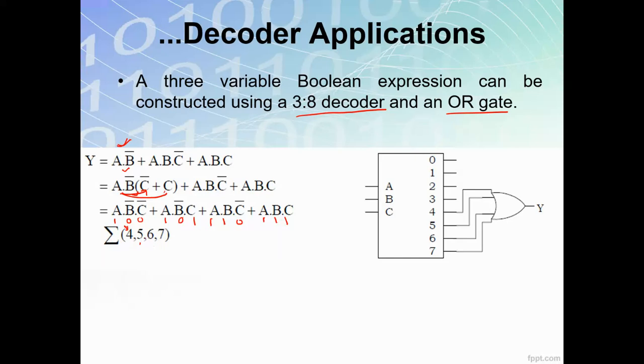So we sum up 4, 5, 6, 7, and then we draw the diagram of a 3 to 8 decoder, 3 inputs A, B, C, and the outputs are 0 to 7. And then take only the involved ones, which is 4 wires. Draw the 4 wires for the 4 outputs, 5, 6, and 7, and then we combine them with the OR gate. So this is how you give the answer.